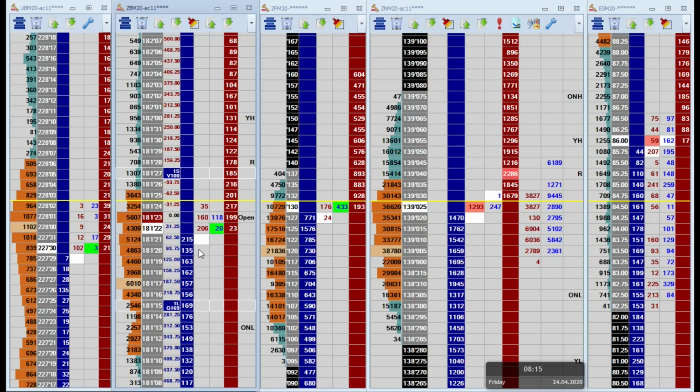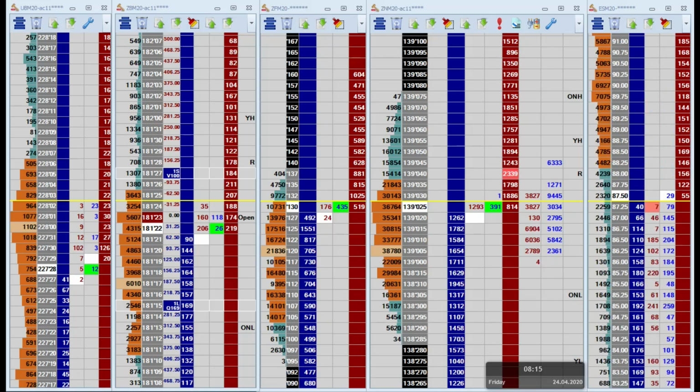The ES kind of starts to base a little bit and gets pushed back up. That's actually the low right there of the day in the ES. It gets bought up from here all the way up. It just turns into like a trend day, which definitely helps. That helps to push everything down for sure.